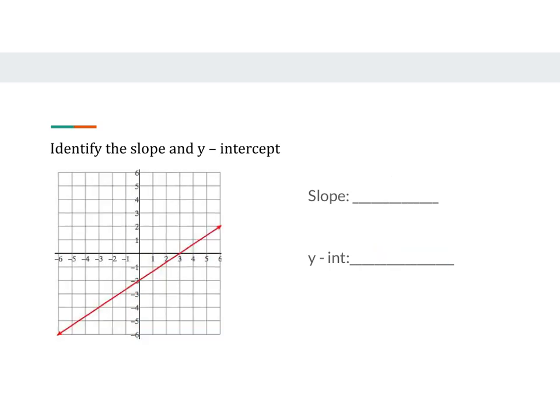All right, why don't you go ahead and attempt this one on your own. Identify the slope and the y-intercept, and then come back and check and see if you got your answer right. So hit pause now, and then come back and see if you got it.